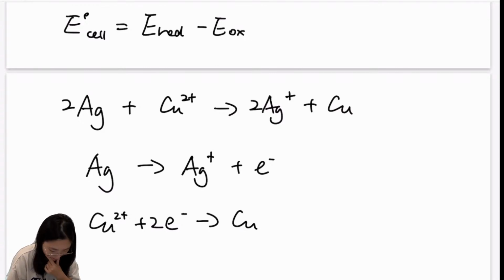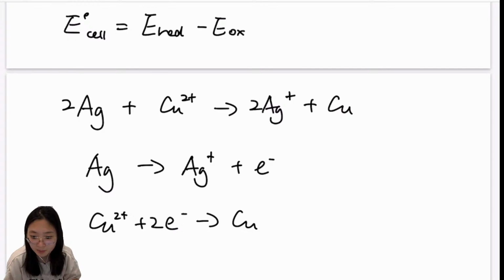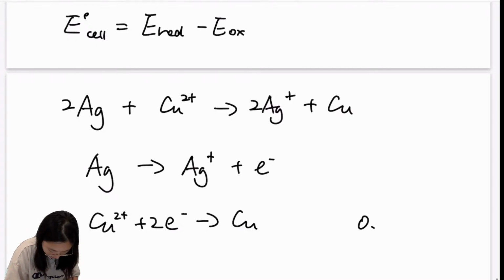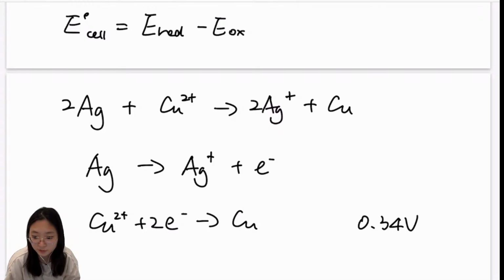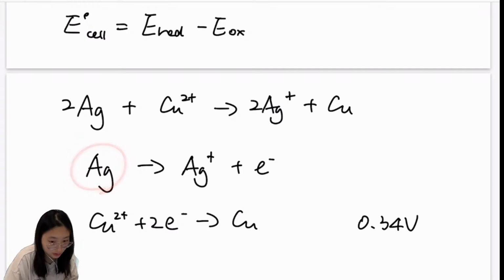And then, okay, for the reduction, I need to pull up this reduction potential table. On this table, the reduction potential for copper is 0.34 volts, and the reduction potential for silver is positive 0.8. But that's the reduction potential for silver, and now the silver is actually going through oxidation. So I'm going to take the negative of the reduction potential, which is negative 0.8 volts.